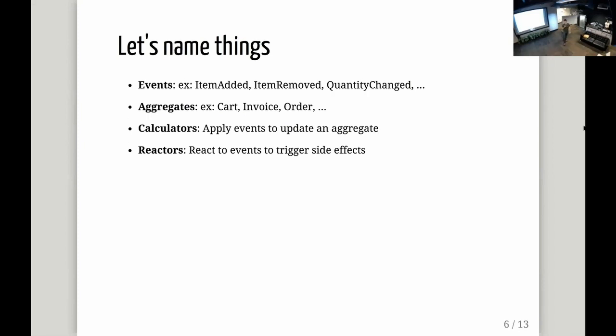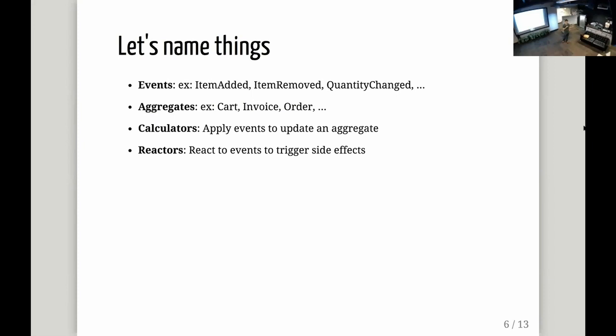All right, let's name things. So there are basically 4 entities that we have to think about here. The first one are events. So we talked about them. Events can be like, hey, an item has been added, an item has been removed, the user has checked out, the order has been delivered, etc. Those are events. Then you have aggregates. Aggregates are basically the result of that sequence of events. It's basically your day-to-day usual active record model. An order, an invoice, etc.